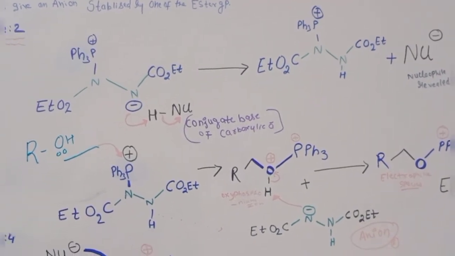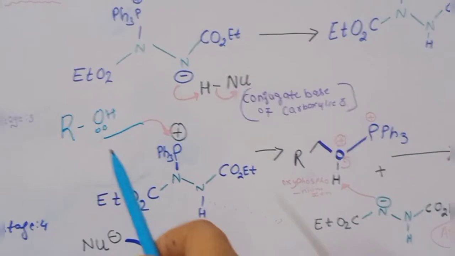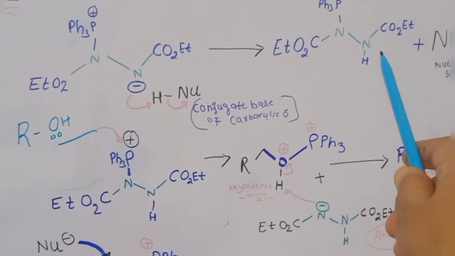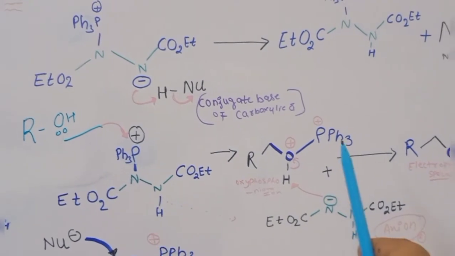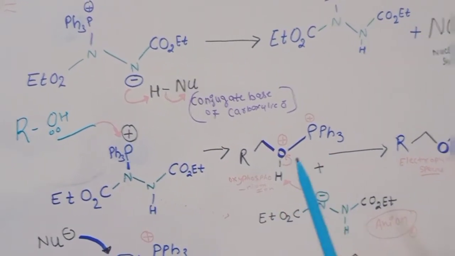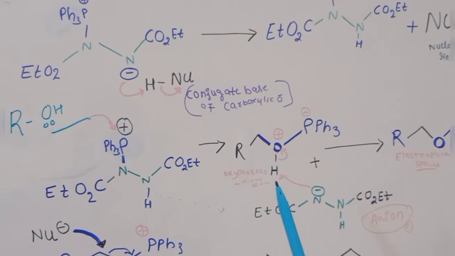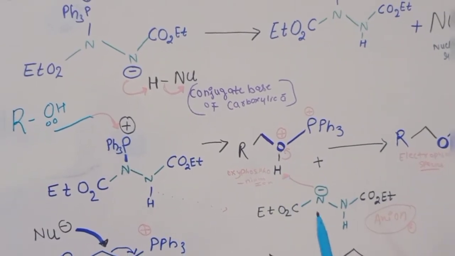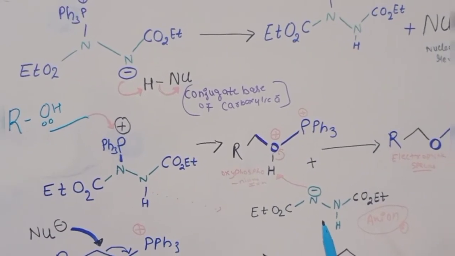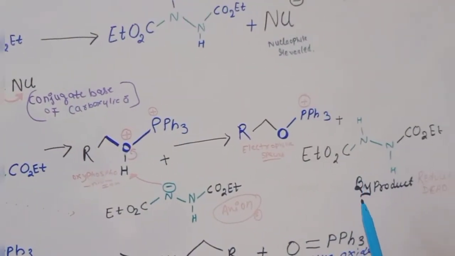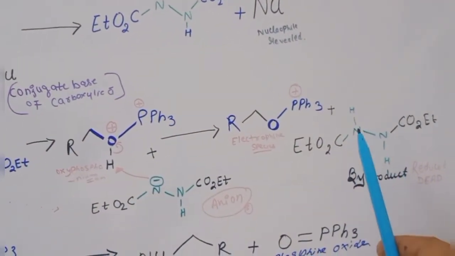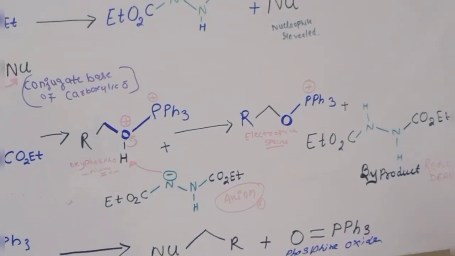In the third step, what happens? This alcohol oxygen will attack the positive charge which is formed in the second step, and the ROPPh3 positive species, the oxyphosphonium ion, will form. In the last step, this hydrogen will be abstracted by the anion formed in our second step. So you will have an electrophilic species, and we are having the reduced DAD product, with both hydrogens attached in place of the double bond.